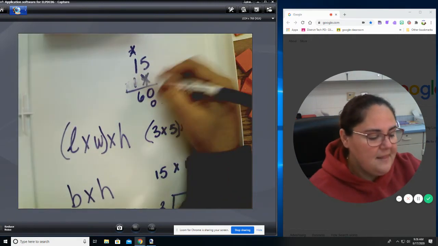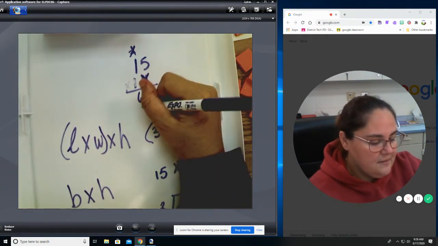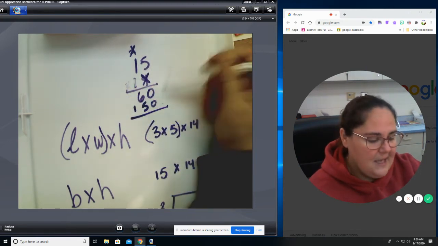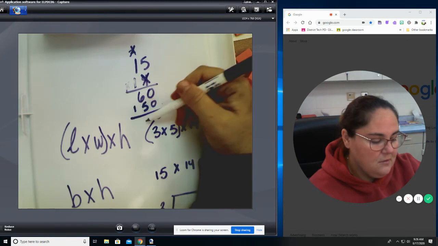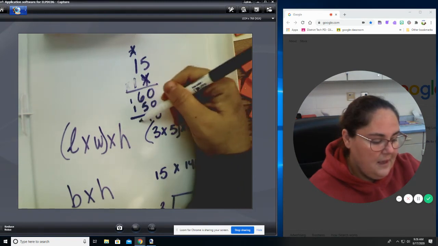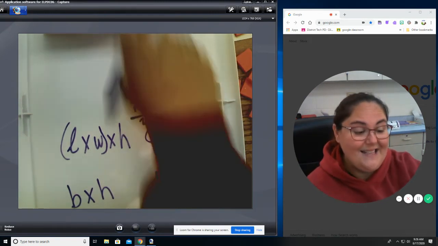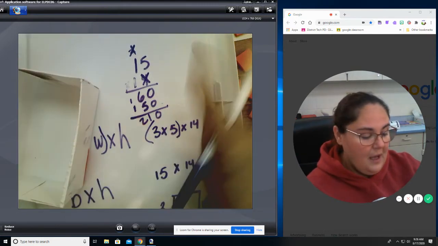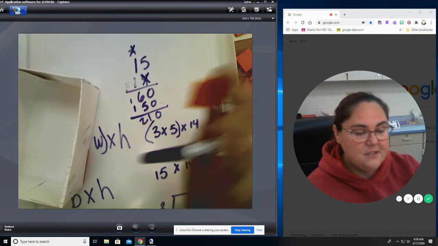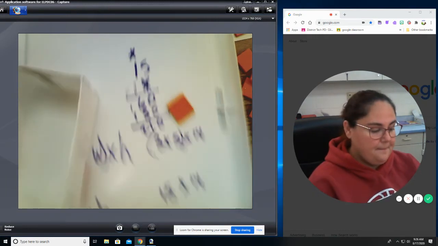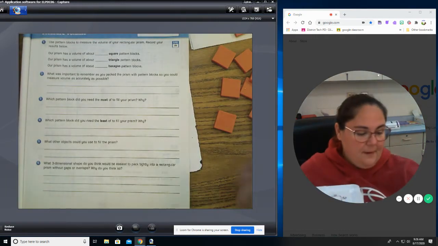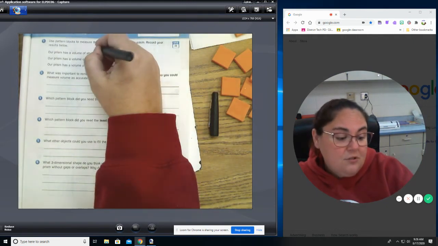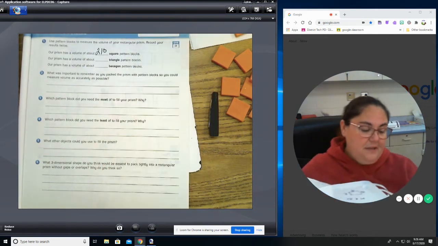And now I'm going to multiply this. 1 times 5 is 5. 1 times 1 is 1, and I'm going to add it together. 0, 11, and 2. So this container has a volume of 210 square pieces. So on my paper, our prism has a volume of about 210 square pieces.